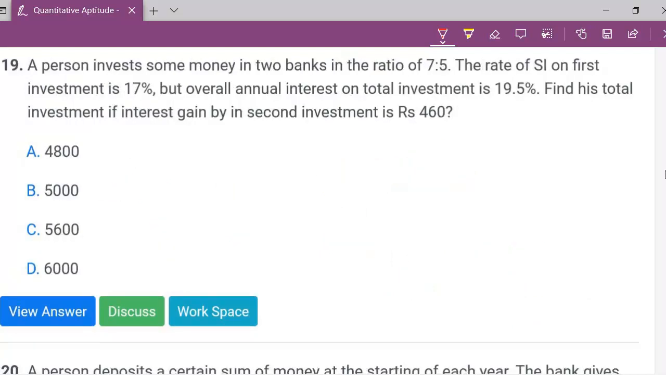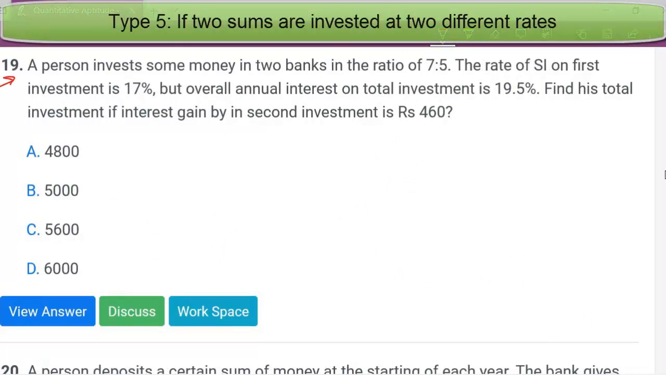So here we have another type of question. A person invests some money in 2 banks in the ratio 7:5. The rate of simple interest on the first investment is given as 17%, but the overall annual interest on the total investment is given as 19.5%. You have to find his total investment if the interest gained by the second investment is rupees 460, which is given.